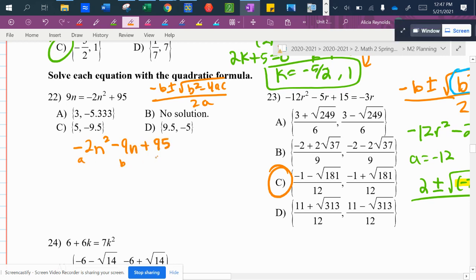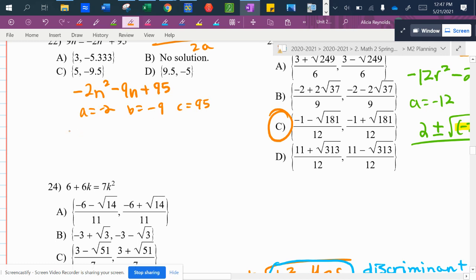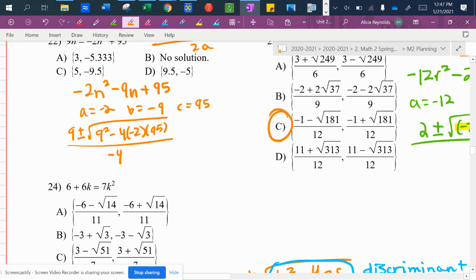Identify a, b, and c. Let's write that out. A equals negative 2, b equals negative 9, c equals 95. So I'm going to get opposite of b, 9, plus or minus the square root of 9 squared minus 4 times negative 2 times 95, all over 2 times negative 2, which is negative 4. And if we put that in our calculator, because this is a decimal, I can put the whole thing in my calculator, and we should get C.